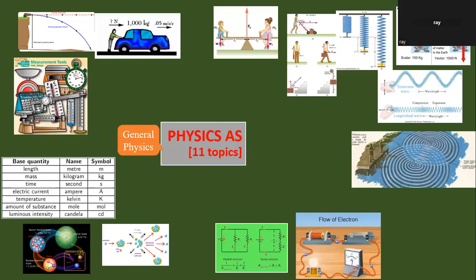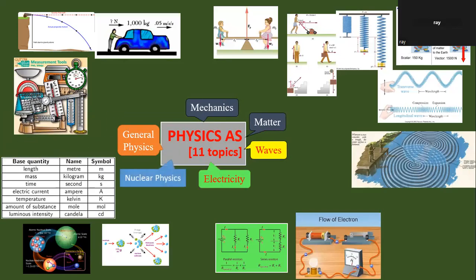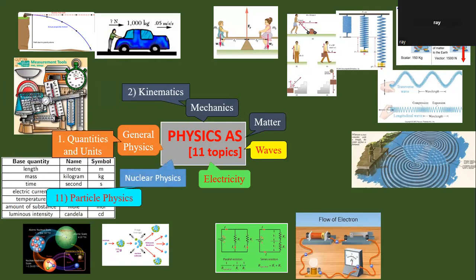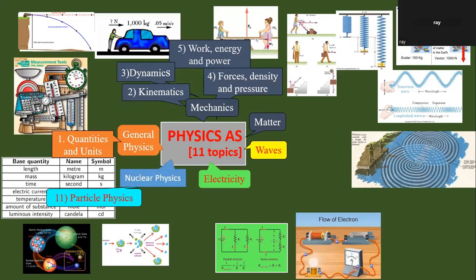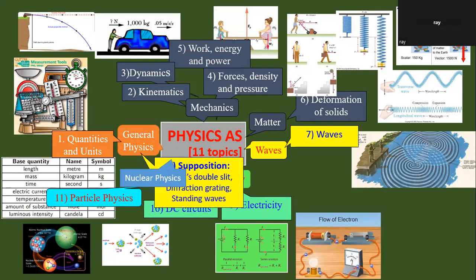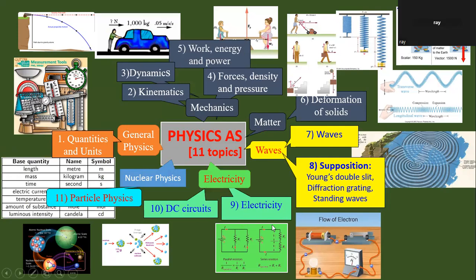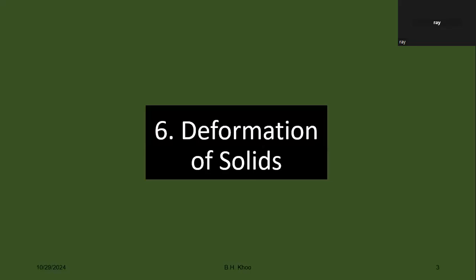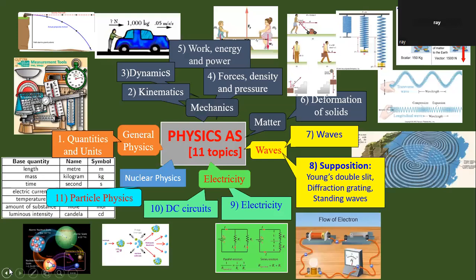Okay, let's make a start. Deformation, Topic 6. Let me summarize for you. What are the topics you're going to cover for AS? 11 topics you are supposed to study. So topic 9 is electricity. So you still have 2 more topics, 10 and 11. Okay or not?